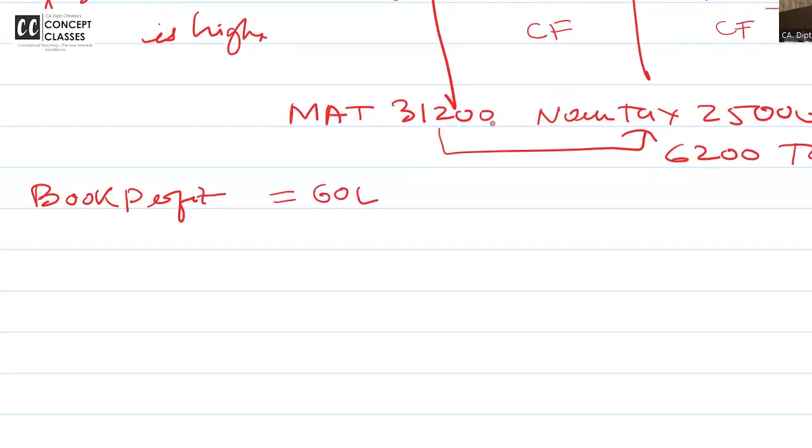60 lakhs. On that, what is the rate of MAT? 15.6%. Directly I am taking. In the exam, you should do 15 and then 6. Everyone understood 15.6 or not? 15% is the tax and 4% is the surcharge. 60 into 15.6%. 9,36,000 is the book profit. Next.